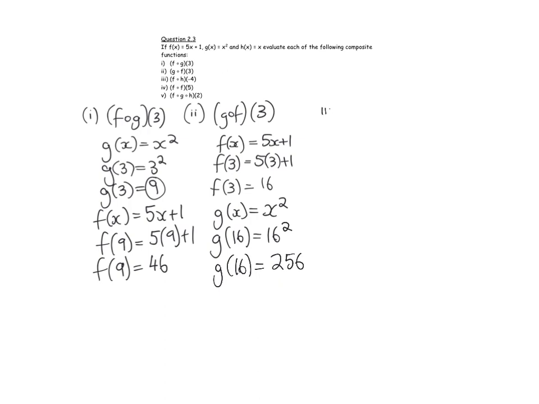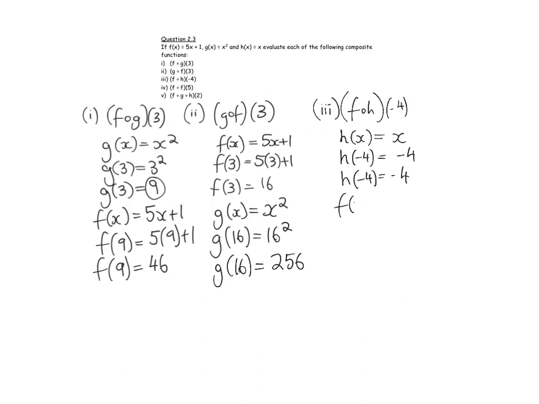The third one then, we have (f∘h)(-4). So this means h before f. So h(x) is x. So if we're getting h(-4), that's just going to be -4. So then h(-4) is equal to -4.